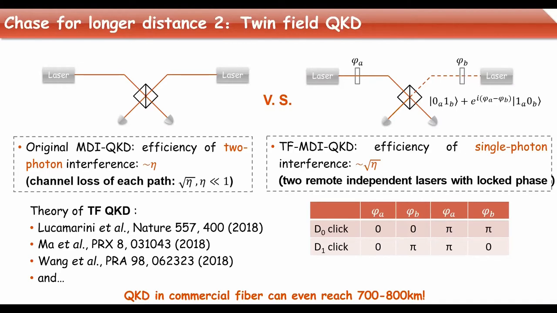And for TF-QKD, the good thing is that it's also MDI, because Alice and Bob don't measure any photon from the quantum channel. So it's also measurement device independent. And from this paper, we can see that QKD in commercial fiber can even reach 700 to 800 kilometers if everything is good.